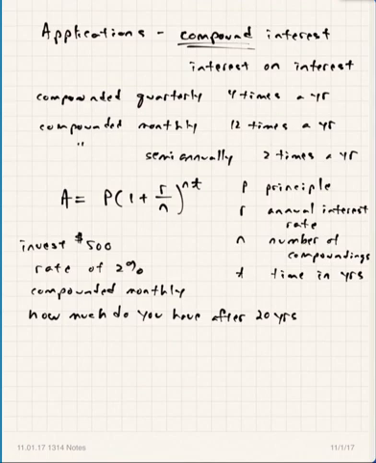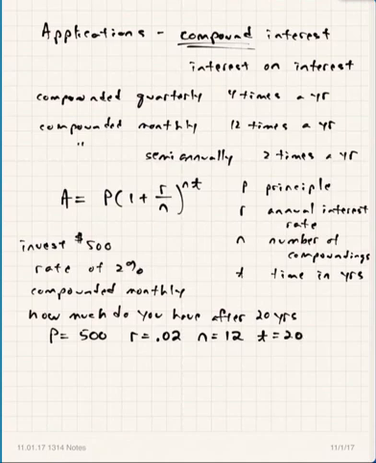So in this problem, if you write down what you're given, the principal is 500. That's what you're investing. The interest rate, r, is 2%, so that would be 0.02. It's compounded monthly, so n, the number of times it's compounded per year, would be 12. And then t is the time, and that would be 20.